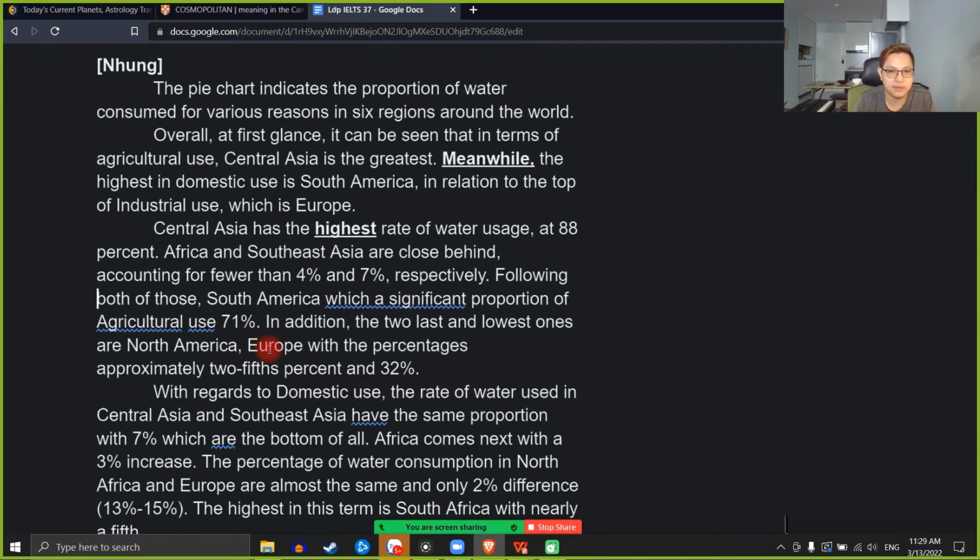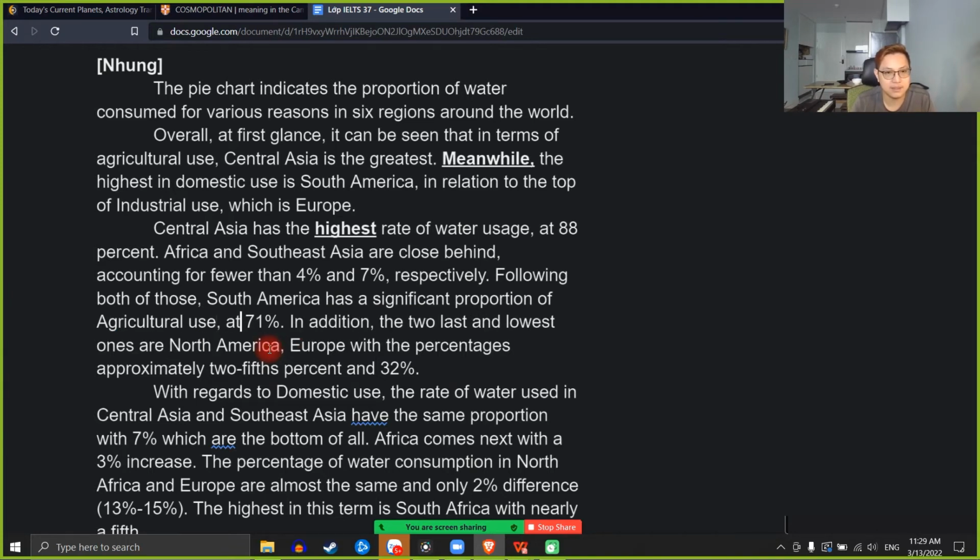Following both of those, South America has a significant proportion of agriculture use at 71%. Theo sau cả hai cái đó, Nam Mỹ có một cái tỷ trọng đáng kể về sử dụng trong nông nghiệp, ở con số 71%. Following both of those, comma, South America has a significant proportion of agricultural use, and then comma, you put a number there at 71%. Yes.